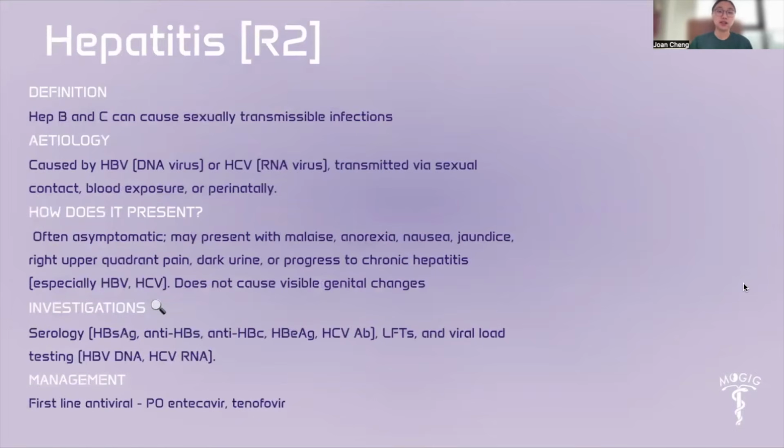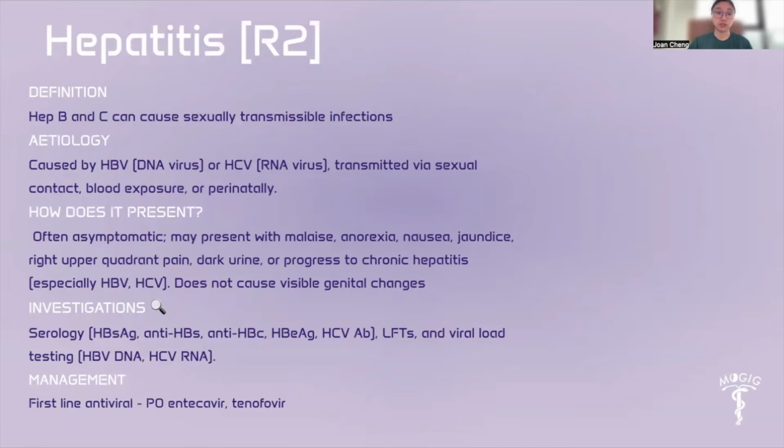In terms of hepatitis, Hep B and C, they are the most common sexually transmissible infections in terms of hepatitis. It's caused by HBV, and that's the DNA virus, or HCV, and that's the RNA virus. It's transmitted via sexual contact, blood exposure, or perinatally again. Females are often asymptomatic, but they may present with systemic symptoms like malaise, anorexia, nausea, jaundice, right upper quadrant pain, dark urine, or progression to chronic hepatitis. And it does not usually cause visible genital changes.